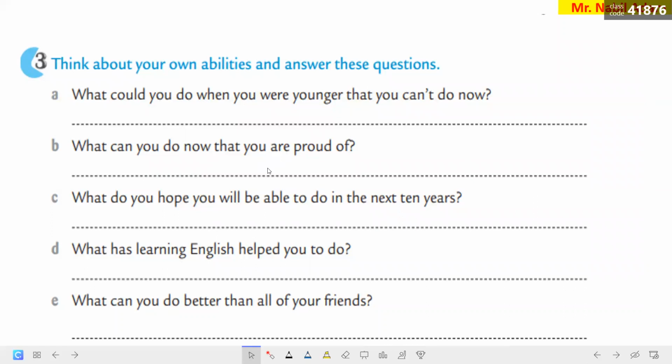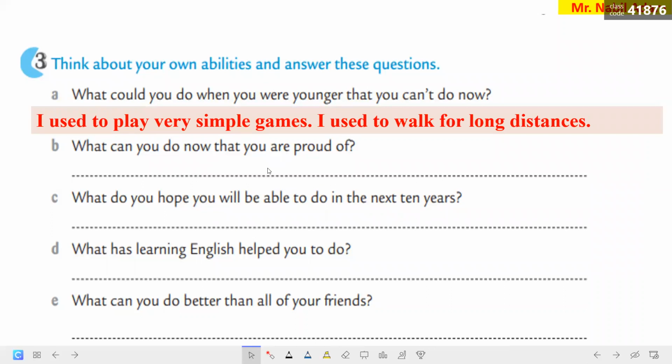What could you do when you were younger that you can't do now? I could when I was younger. You can say, I used to play very simple games. I used to walk for long distance. But we can say, I could play very simple games. I could walk for long distances when I was younger that I can't do now.